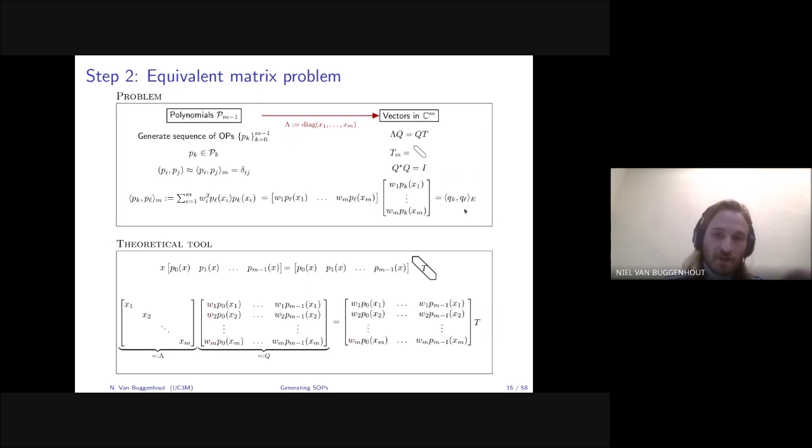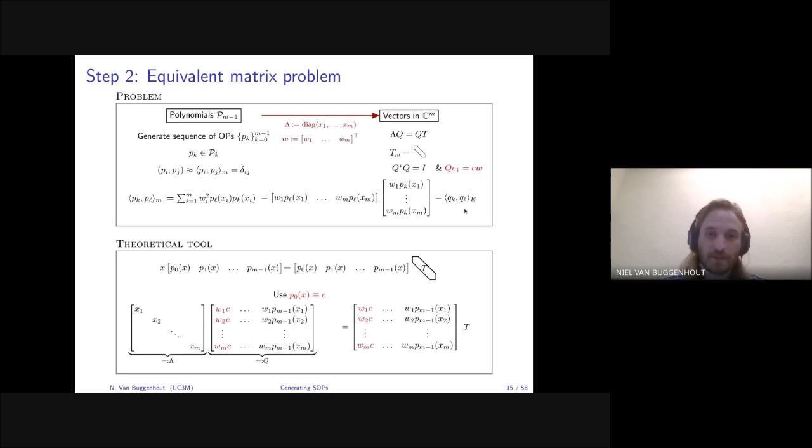Okay, there's one thing that needs to be specified as well, and that is these weights. We need to, in some way, enforce that these weights appear in our matrix Q, and so this is the red condition. Up to a multiplication with a constant C, we need that the first column of Q is equal to the weights that appear in this discretized inner product. Only then will we have this connection between the polynomial inner product and the vector inner product.